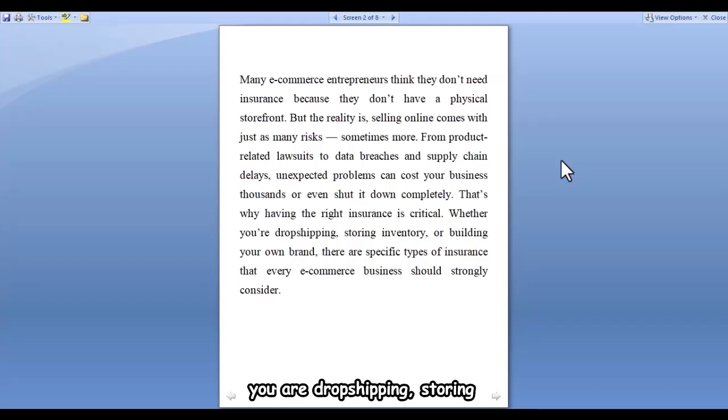So whether you are dropshipping, storing inventory, or building your own brand, there are specific types of insurance that every e-commerce business should strongly consider. So now let's go to the next page.